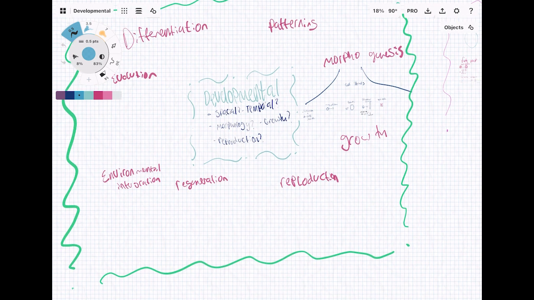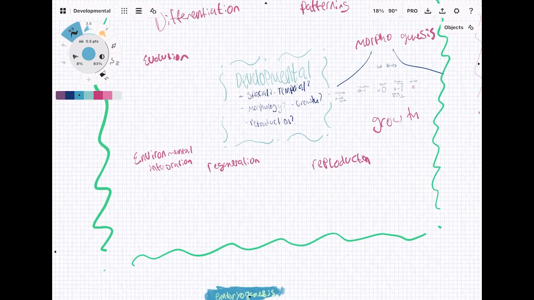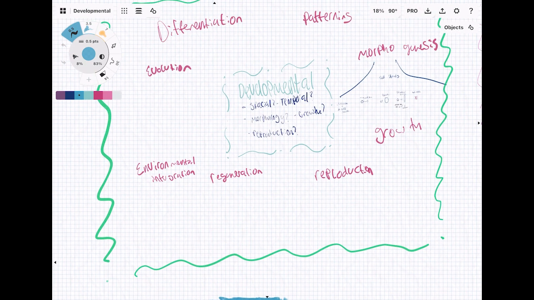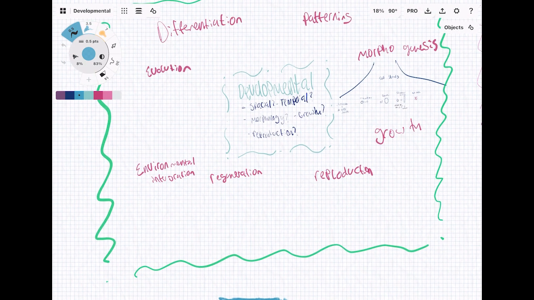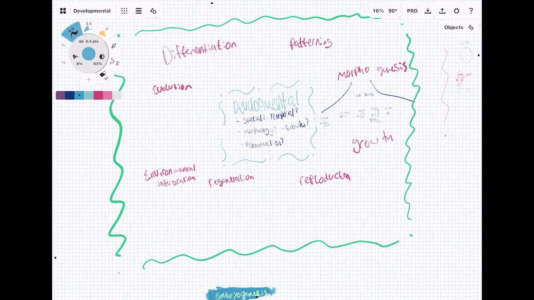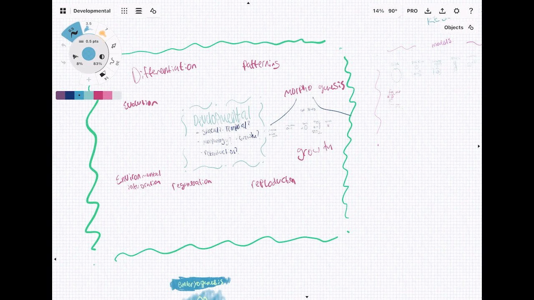Morphogenesis, that's again the function and getting your organs and your limbs. Growth, just the growth of an organism. Reproduction, regeneration. Environmental integration, how you integrate with the environment. And evolution. So those are some of the things that developmental biology is going to talk about.